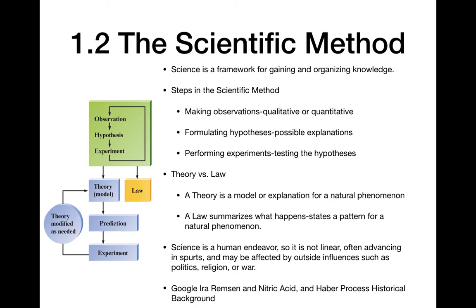Now, it's important to realize that this sounds like it takes the human element out of it and keeps everything completely logical. But in fact, science has many, many examples of how human foibles and human tendencies have affected our understanding of science. Science is not linear. It advances in spurts. It may be affected by outside influences. Politics, because politics often can affect what particular science gets studied.